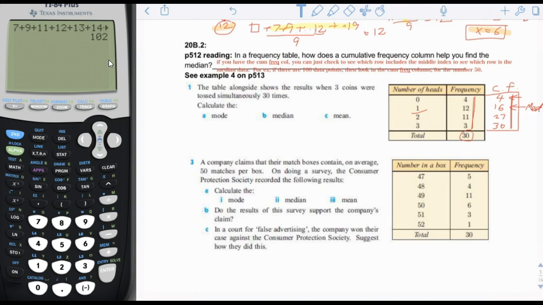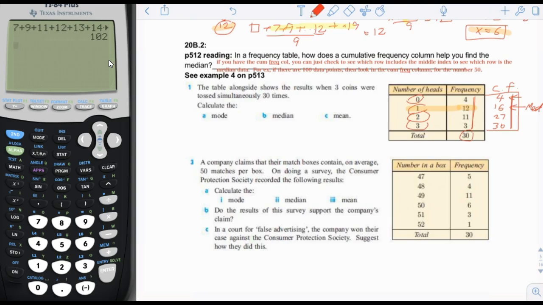Alright, so moving along, the table alongside shows the result when 3 coins were tossed simultaneously 30 times. You got this many times you got 0 heads, this many times you got 1 head, this many times you got 2, this many times you got 3. Calculate the mode. Okay, the way you do the mode is you find the most frequent row, which would be this one. Now what do you put? Do you put 1 or do you put 12? You put the data column, which is 1.